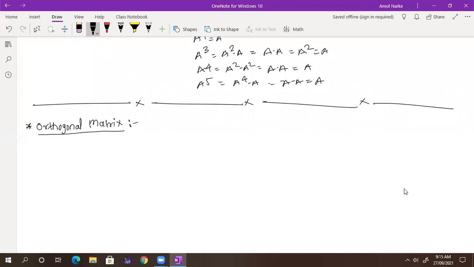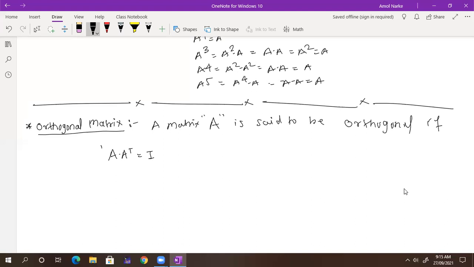So what is an orthogonal matrix? A matrix A is said to be orthogonal if A into A transpose is equal to identity, or A transpose is equal to its inverse. Both definitions are equivalent.